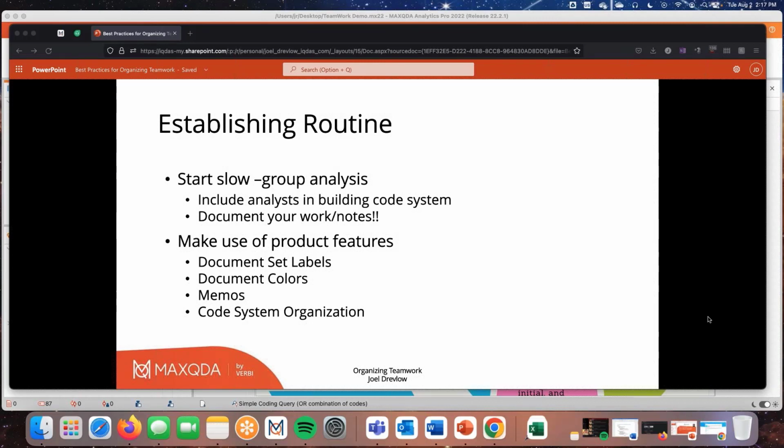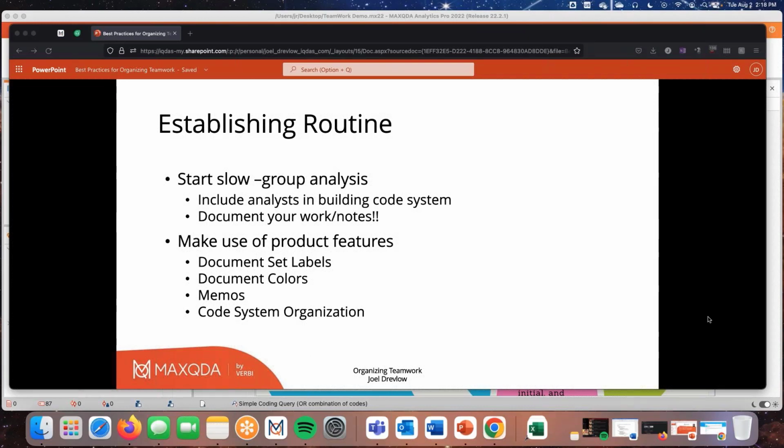So additionally, as you get into actually doing this routine, it's really helpful to make use of some of the built-in product features in MAXQDA, and I'll demonstrate these shortly, but there's a few that are particularly important. The document set function is going to be really important in order to be able to assign work. One of the most crucial things about doing teamwork in MAXQDA is making sure that you know where everyone is working. That way, individuals' work does not overlap. You don't want individuals necessarily working within the same document because you're likely going to get conflicts and that's going to cause problems when you go to merge files. So document sets are very important.